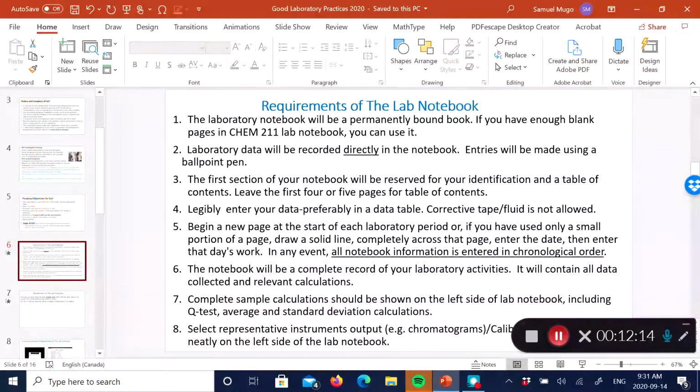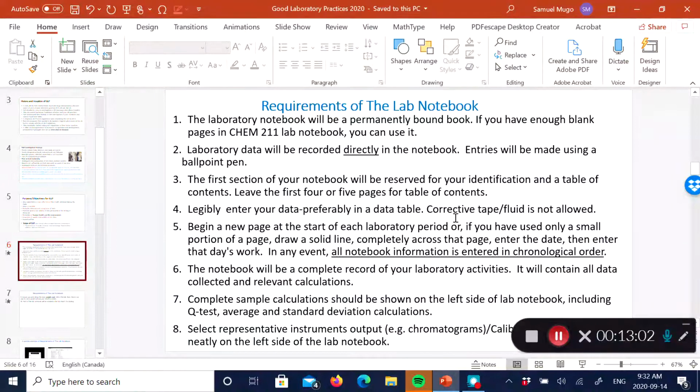Take note of this, the first 2 or 3 pages should be the table of contents. So leave that blank. The first 4 or 5 pages, leave that blank for the table of contents. Now the data must be recorded legibly, and you cannot erase it using corrective tape or fluid and so on. So I should be able to see, if a mistake was made, what was the initial data that was recorded. So what you need to do is just cross it out with just one line to indicate that a mistake had been made when you were doing the initial recording. But I should be able to see the original data.